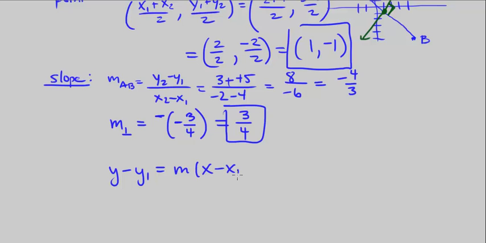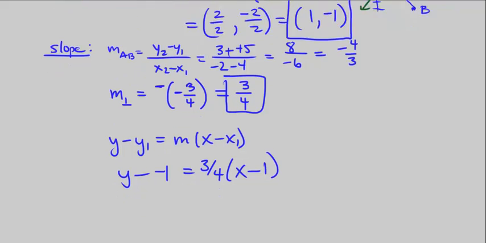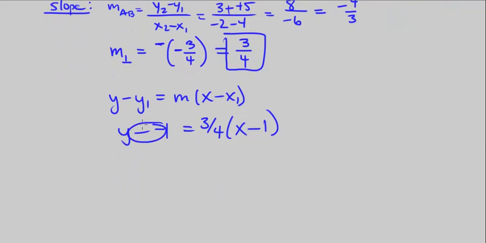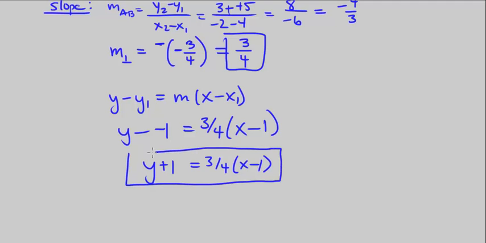Okay? So here's our point, here's our slope, and we have the point-slope formula, y minus y1 is equal to m times x minus x1. y1 is right here, so y minus -1 is equal to m, 3/4, times x minus x1, 1. Right? Let's go ahead and simplify that a little more because two negatives make a plus. And we are done with the equation for the perpendicular bisector. And this again is point-slope notation or point-slope form.